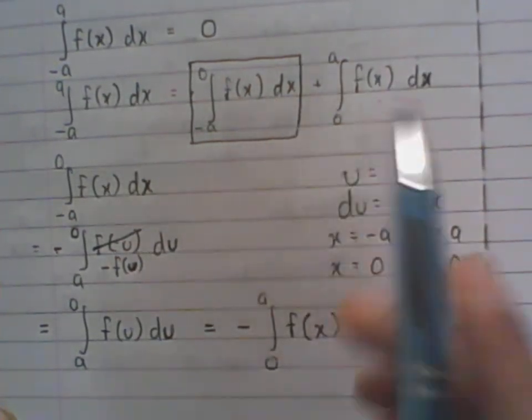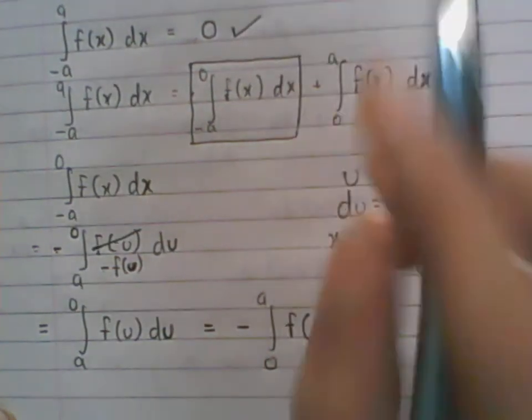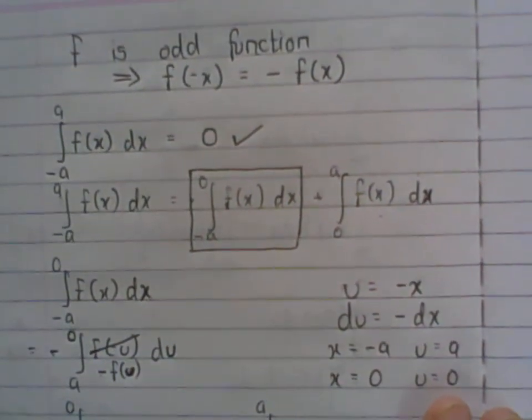So if I add these two integrals, I am bound to get 0. So the property has been proven.